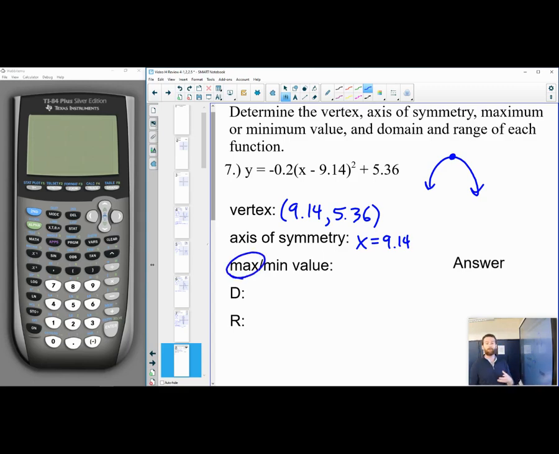Since it's concave down, the vertex will be right there, which makes the vertex a maximum. So this quadratic will have a maximum value. And that maximum value will be the y value of the vertex, because that's as high as it gets. It doesn't go any higher than that. So the maximum value is 5.36.